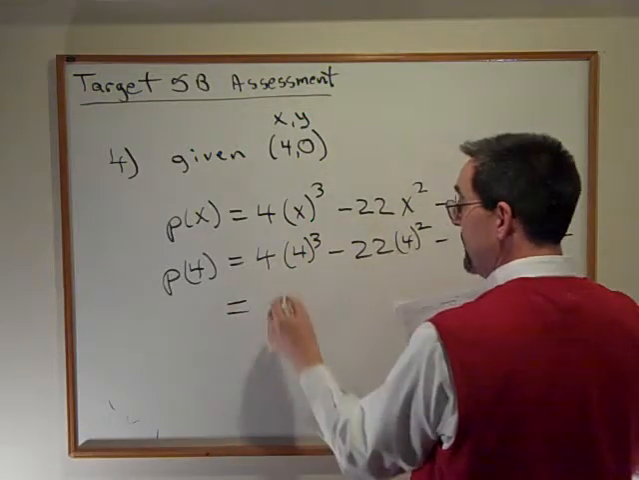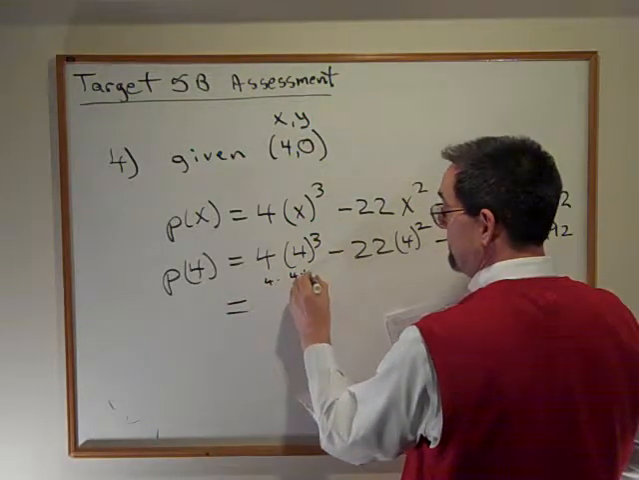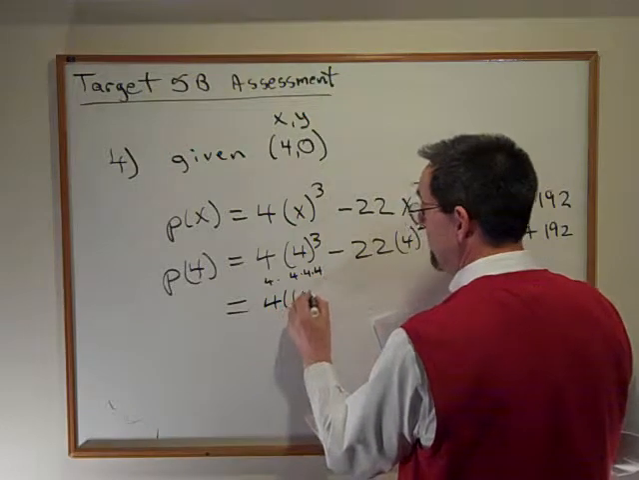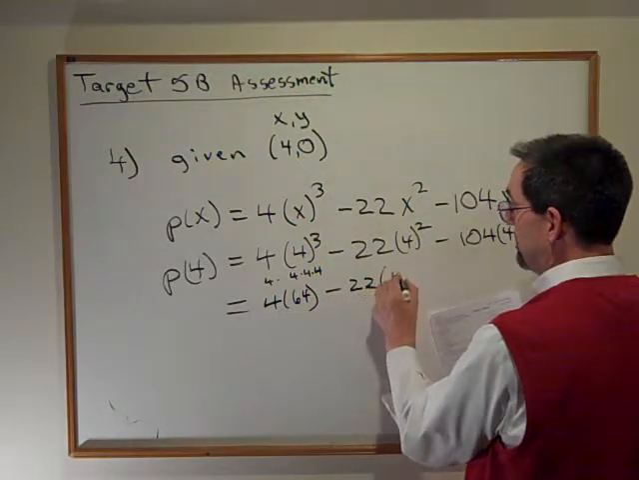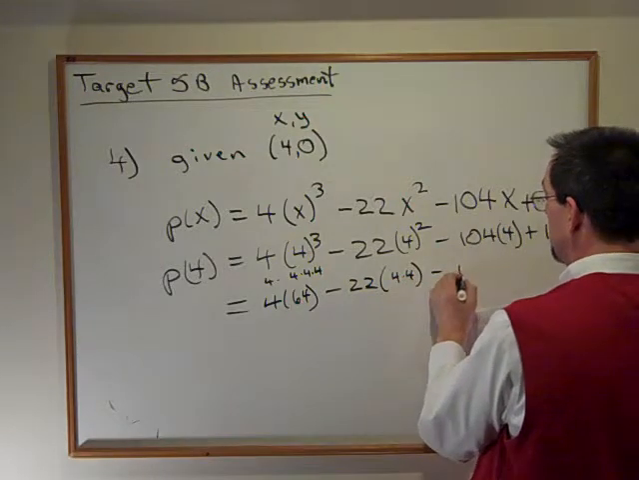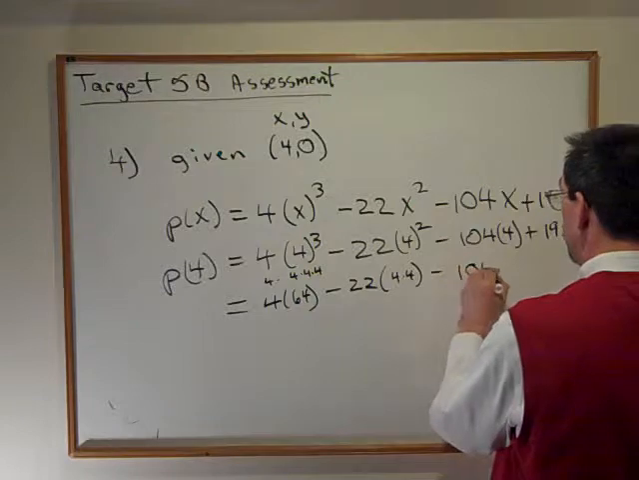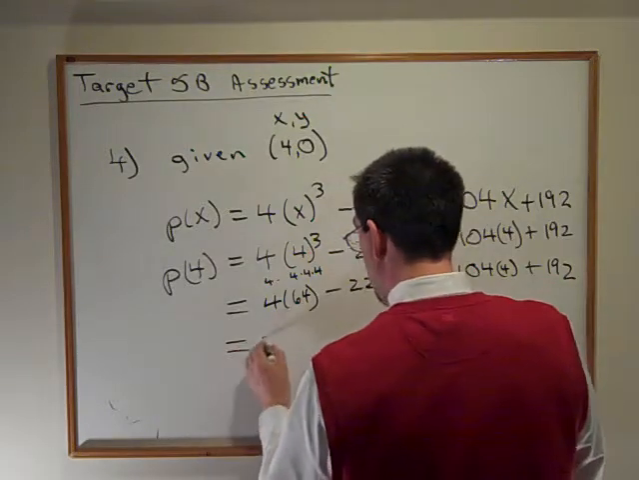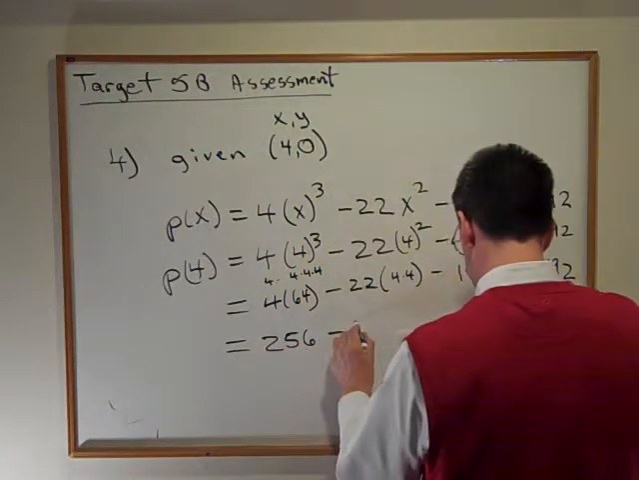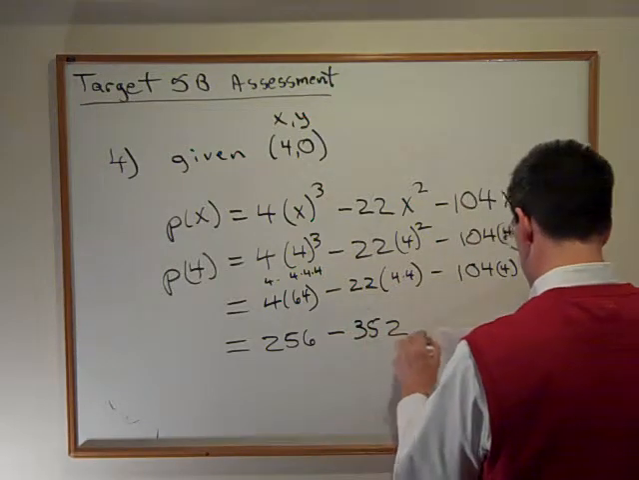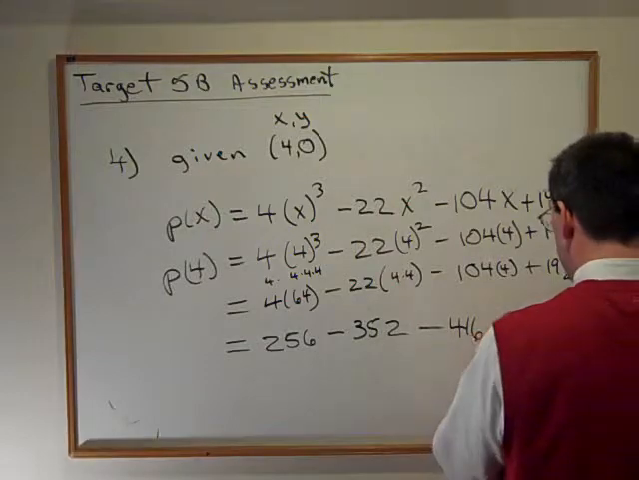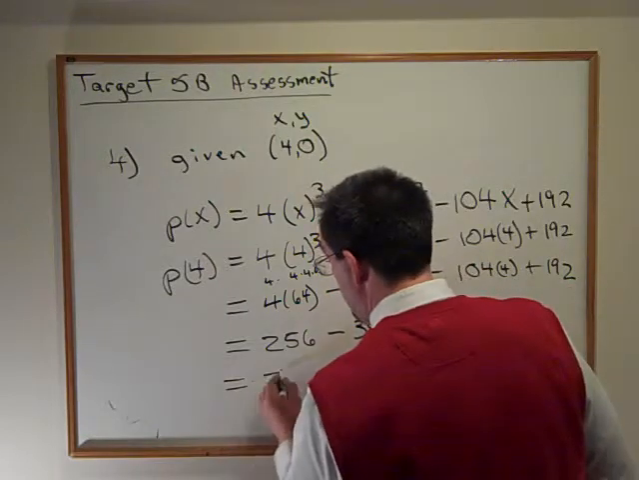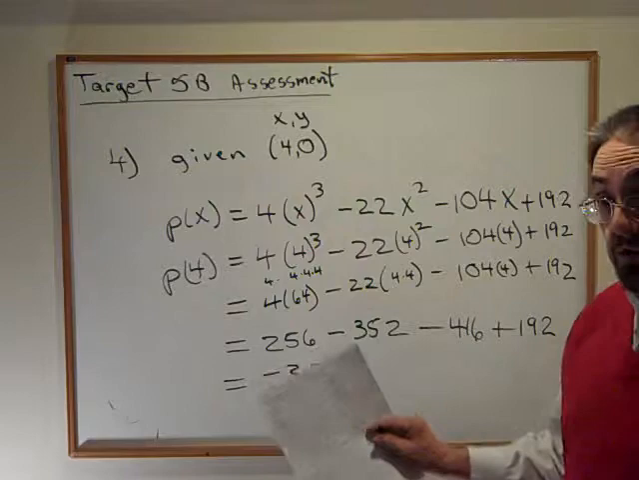This is the same as 4 times 4 times 4 times 4. Well, 4, 16, 64. 4 times 64 minus 22 times 4 times 4 minus 104 times 4 plus 192. Last step, let's add them all up. 256 minus 352 minus 416 plus 192. Use a calculator. You can see that it actually ends up negative 320, not 0.